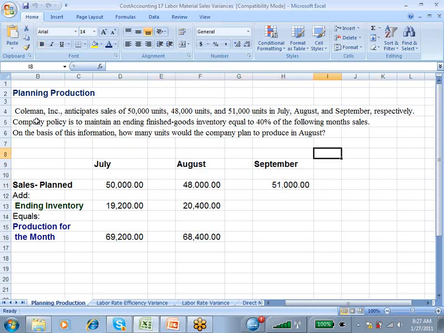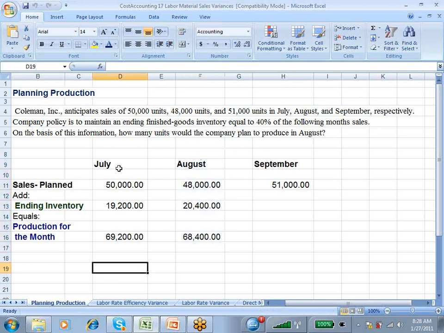Company policy is to maintain an ending finished goods inventory, and backing up for a minute, finished goods are those goods that are completed, boxed up, and ready for sale. That's what finished goods means. The company's policy is to maintain ending finished goods inventory equal to 40% of the following month's sales. So if somebody walks in on the first day of August and wants to place a big order, you have enough ending inventory based on your estimates to fill that order. On the basis of this information, how many units would the company plan to produce in August? So the month that's being asked about in the question is August.